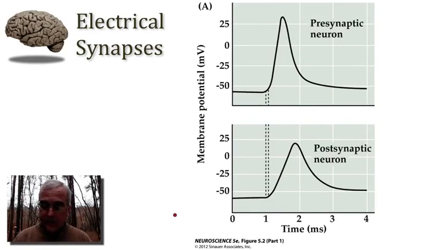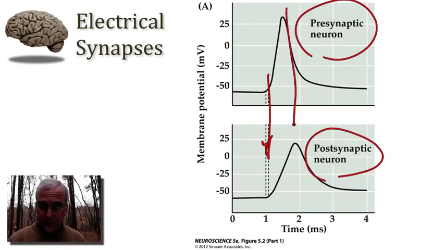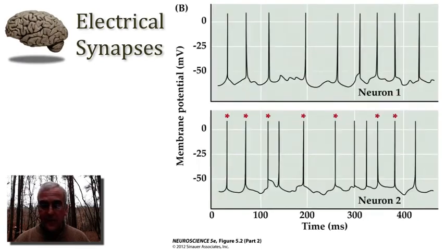Here in this illustration, we see that virtually the same instant that a presynaptic neuron fires an action potential, the postsynaptic neuron begins to depolarize towards threshold so that it fires an action potential just a fraction of a millisecond after the first action potential in the presynaptic neuron. Now, this can be very useful in a variety of physiological contexts.